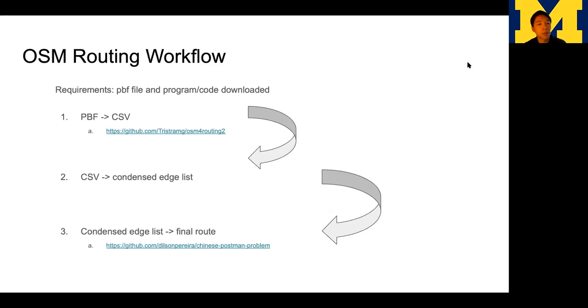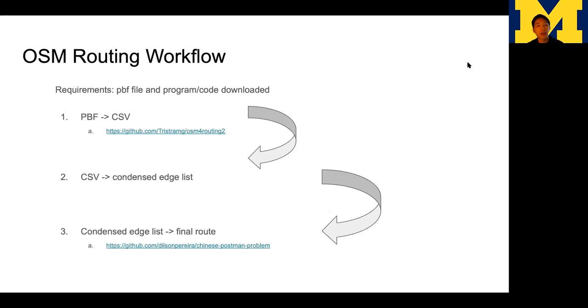So to start off, we have a PBF file, and then we want to convert it into a CSV file. And we use a package from GitHub that is able to efficiently convert a PBF OSM file into a CSV file that has nodes in one section and also edges in one section. Next, we take the given outputted nodes and edges CSV files into a condensed edge list.